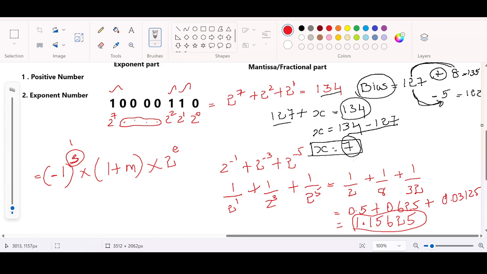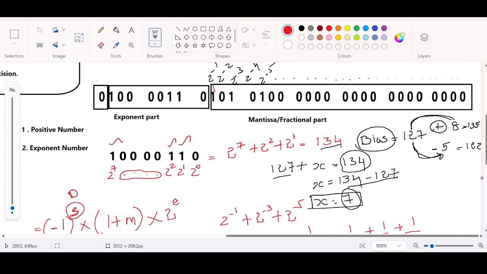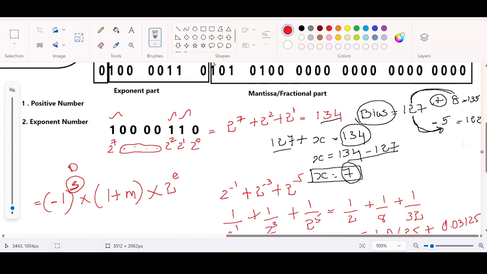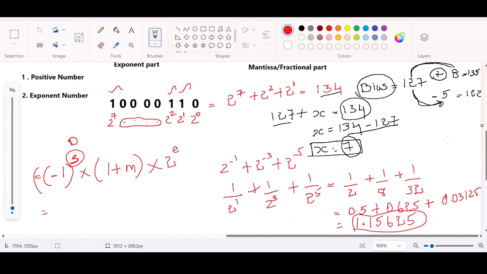You perform the addition. Any minus 1 to the power of anything. I mean, sorry, I'm sorry, guys. Positive number is representing 0, right? Not 1. It is representing 0. Because according to the MSB concept, the positive number is representing 0. So you replace this s with 0. Anything to the power of 0 is 1, into 1 plus m. So 1 plus m is what? Mantissa.